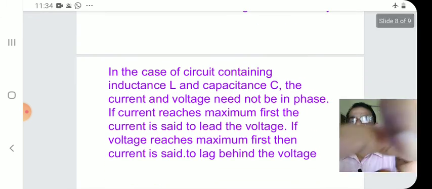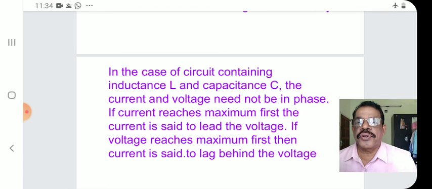And with this, our 26th lecture on class 12 physics AC is over. In the next class we come with AC circuits, where we study reactance, impedance, etc. Thank you very much.